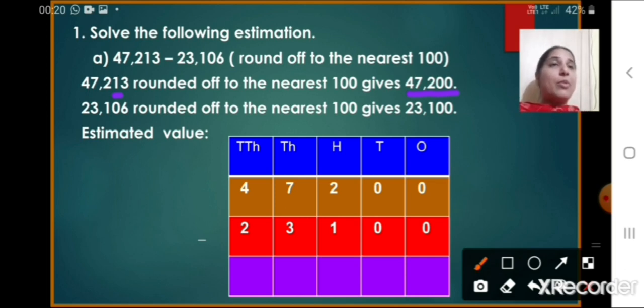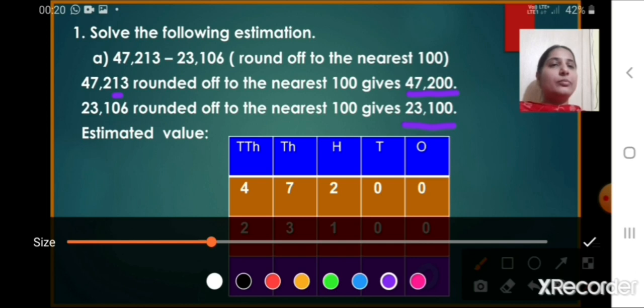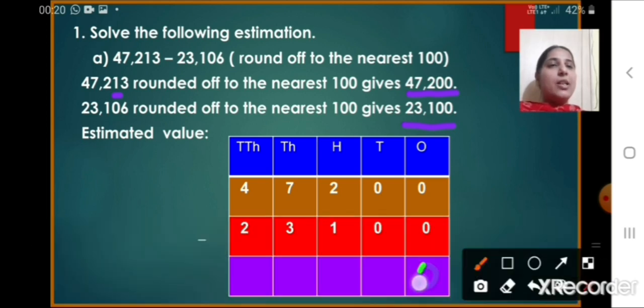Now look at the 23,106, which is the subtrahend here. So what will be the round off of 23,106 to the nearest 100? It will be 23,100. So now we will subtract to get the estimated value. So let's start from the ones place. So 0 minus 0, we will get 0 only here.